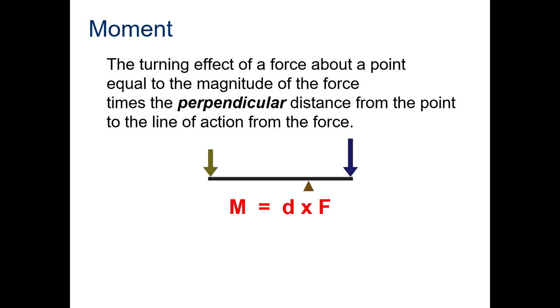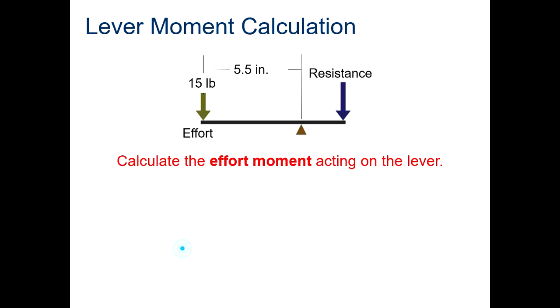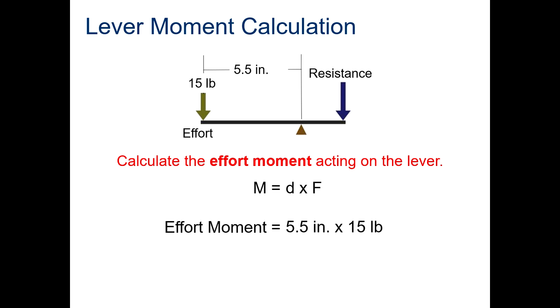All right, so if we look at our moment, it's our distance times force. And then the torque is a force that produces a rotation or torsion. All right, so let's look at calculating the moment for this lever. Again, our moment is distance times force. So our distance is 5.5 inches. Our force is 15 pounds of effort. So if we multiply those together, we get 82.5 inch-pounds.